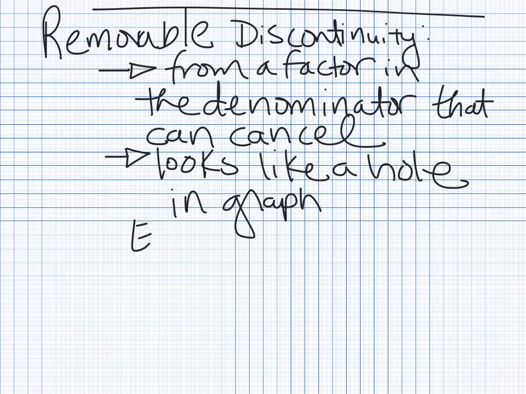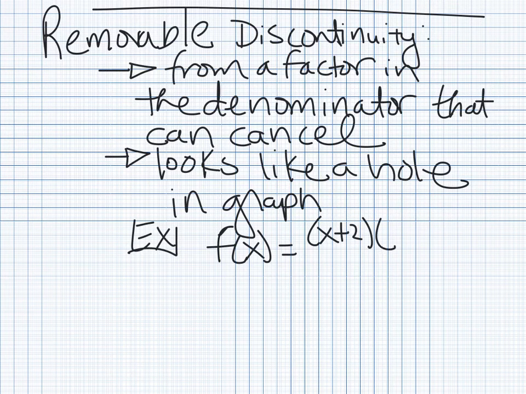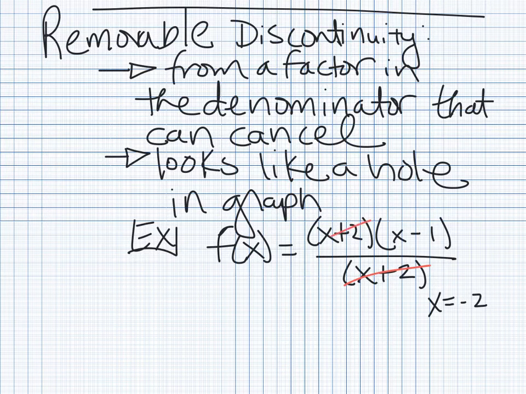So an example of this, if you had f of x is equal to (x plus 2) times (x minus 1) over (x plus 2). So we know that x could not equal negative 2 because it would make it undefined, but we can also see that clearly the x plus 2 cancels out. So our function will simplify to x minus 1, where our x cannot equal negative 2.